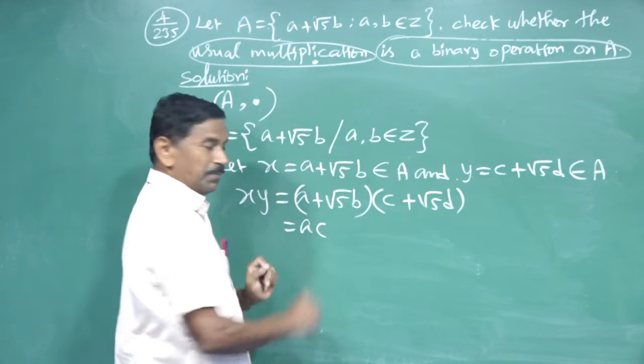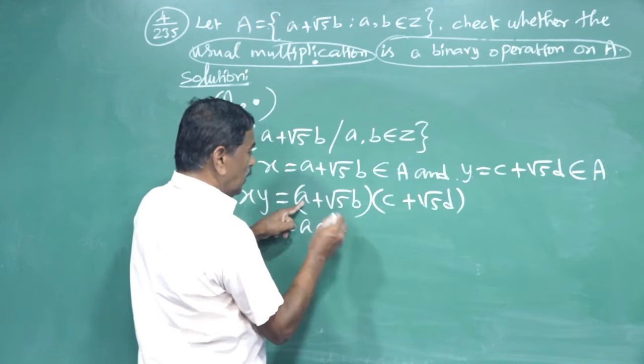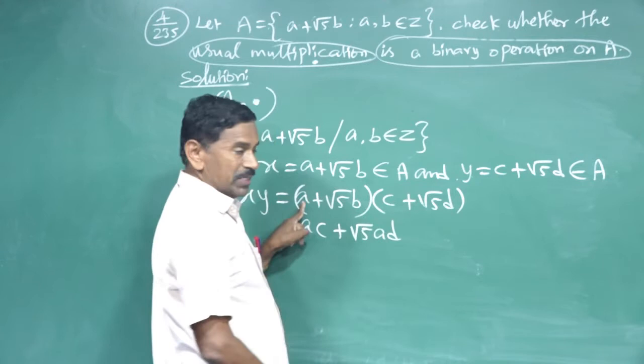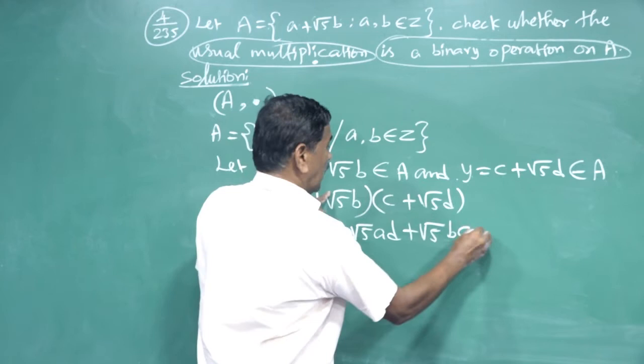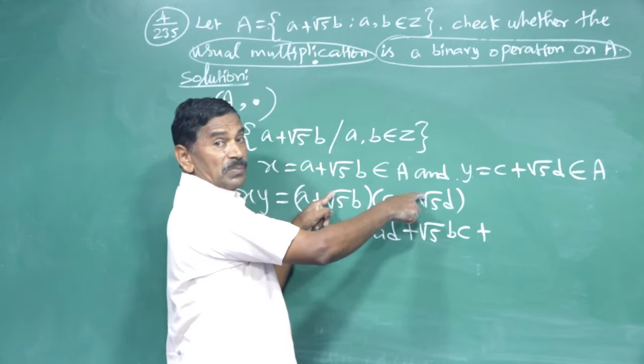Now here, after that, a into root 5 d, that is plus root 5 into ad. Why not? Root 5 into ad, likewise. Now root 5 b is going to multiply these two elements. Can you tell me your answer? Yes, root 5 into bc, plus root 5 into bc. Next, plus root 5 b into root 5 d, where root 5 into root 5 is 5, because the roots cancel. So 5 into bd. That's all.